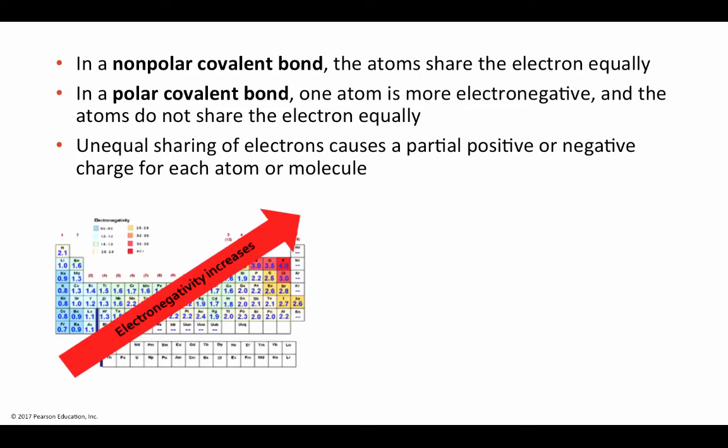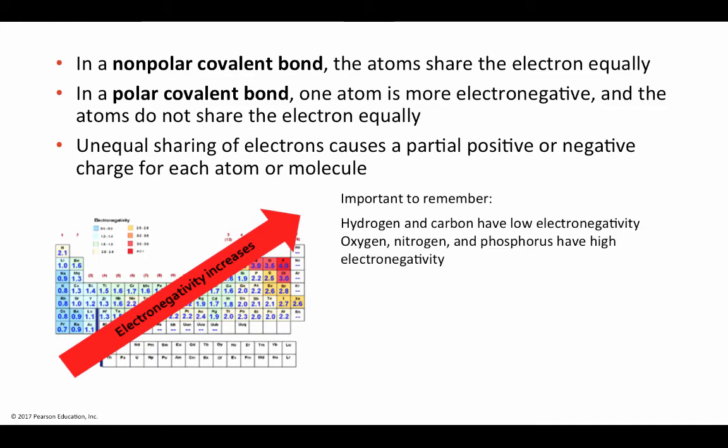I mentioned earlier that when there is something that you need to commit to memory and just memorize rote, I would let you know this is one of those things. So you're going to need to know, at least among the most common elements in biology, the order of electronegativity. Hydrogen and carbon have very low electronegativity and very close to the same electronegativity. Oxygen is the very most electronegative, followed by nitrogen and phosphorus, which all have relatively high electronegativity. And the general trend across the periodic table is that as you go up and to the right, electronegativity increases.